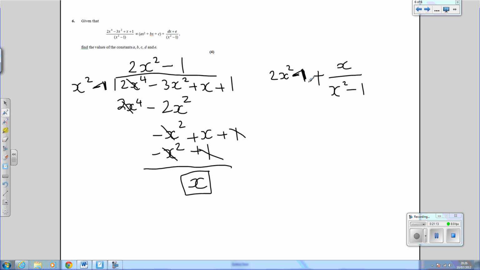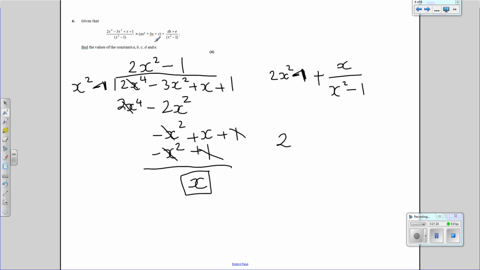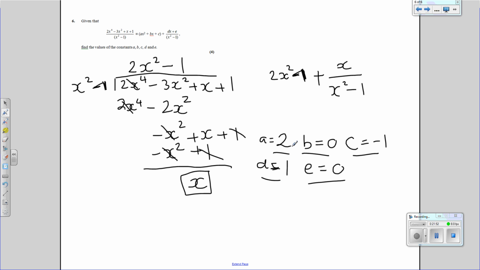So we're nearly there. You'd probably get full marks for that, but it does say find the values of a, b, c, d, and e. So actually write what they are. So a is this number here, 2. That's how many x squareds you've got. B is how many x's you've got here, and there's none, so 0. C is the constant bit of this, which is minus 1. D is how many x's you've got on top, which is 1. And E is the constant bit, which is also 0. And that's that done for 4 marks. Finished. Voila.